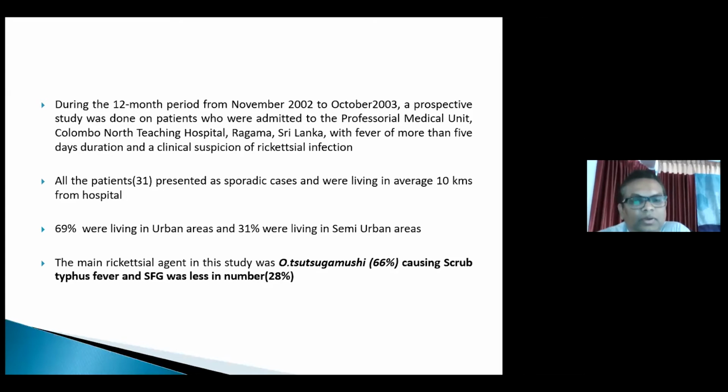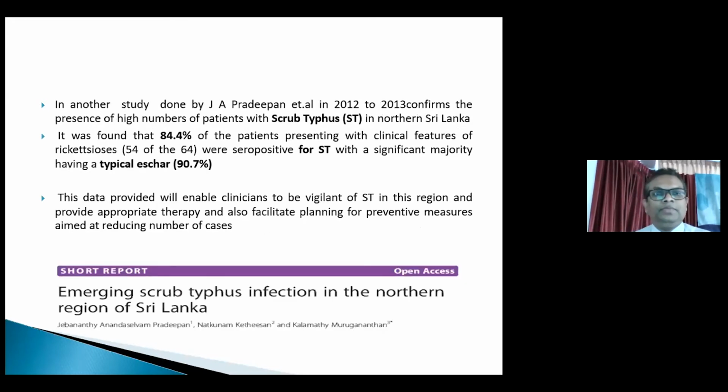And the other important finding according to their study, Orientia tsutsugamushi was the leading cause they found, 66%, causing scrub typhus fever, and the spotted fever group was less in number, that is 28%. So when it comes to the Western province, the majority were actually, according to this study, Orientia, that means scrub typhus cases. Now, what happens in the north, in other parts like the northern province?